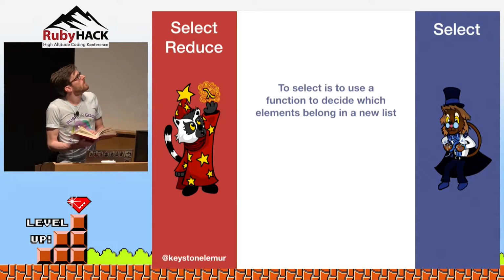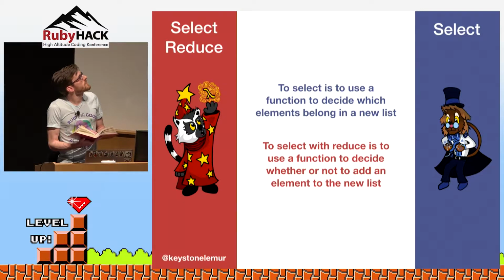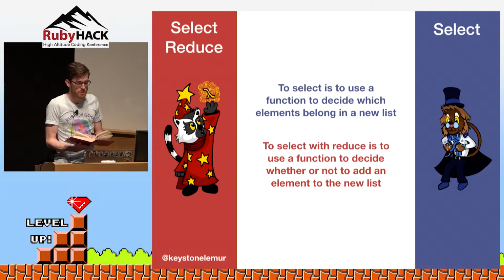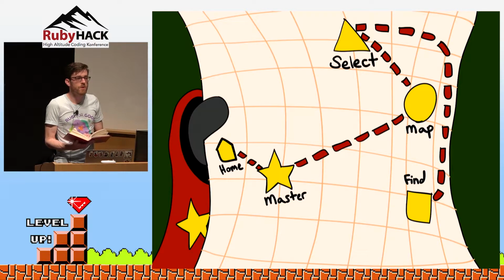So to select is to use a function to decide which elements belong in a new list, and to select with reduce is to use a function to decide whether or not an element belongs in a new list in the first place. So with that, Red was headed to the next master, the master of find.